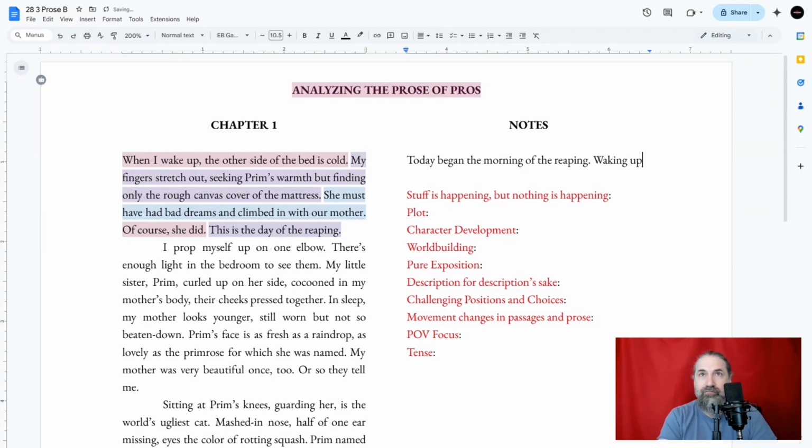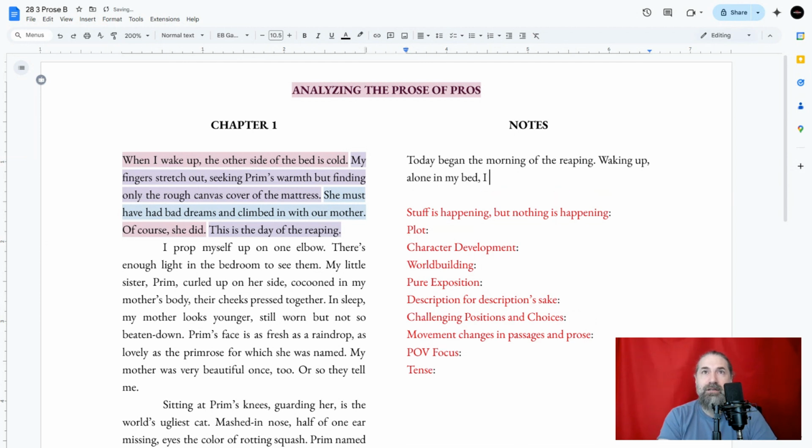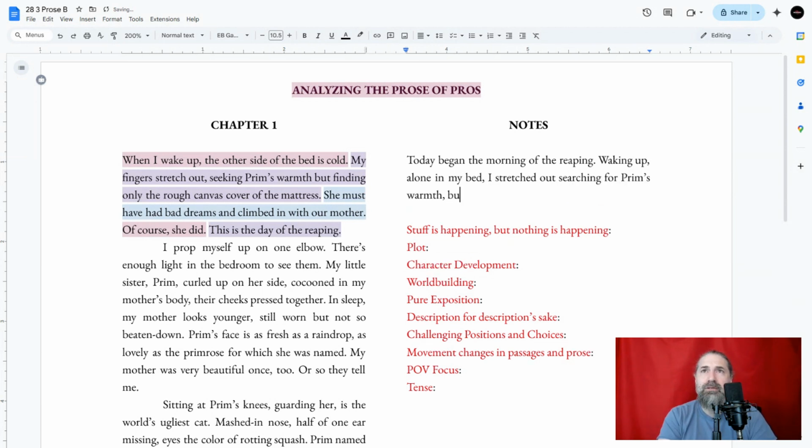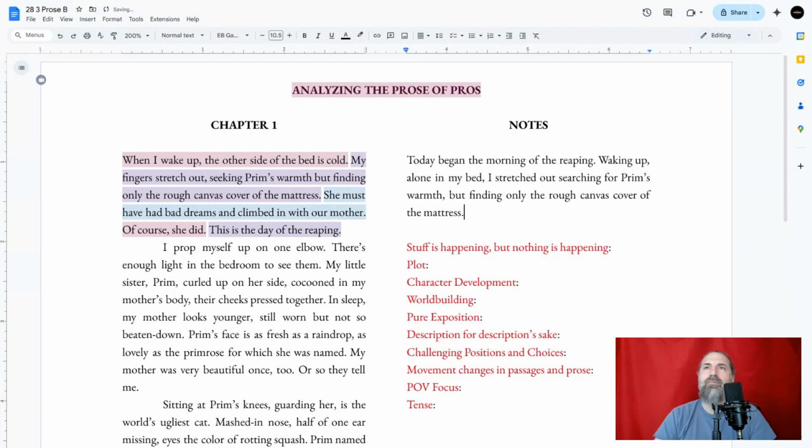Waking up alone in my bed, I stretched out, searching for Prim's warmth, but finding only the rough canvas cover. Cover of the mattress. All right, I think I made it. Today begun the morning of the reaping.